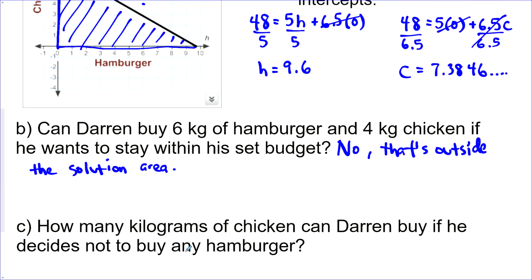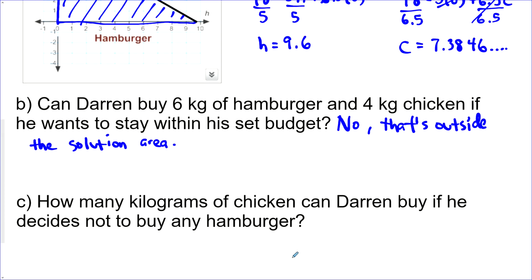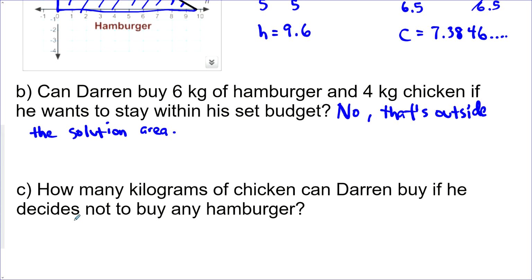How many kilograms of chicken can Darren buy if he decides not to buy any hamburger? Well, guess what? We've already done that question. It's up here. If we put 0 for h, then we get this number here. So he can buy 7.38 kilograms of chicken.